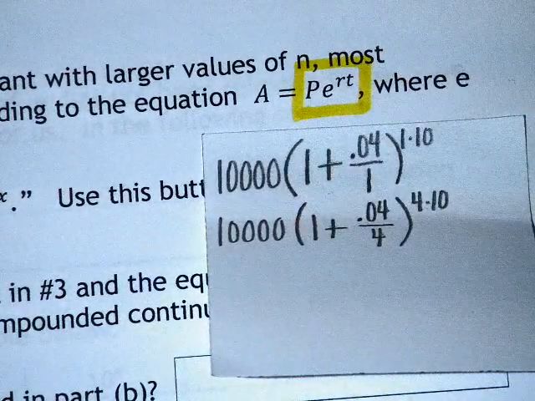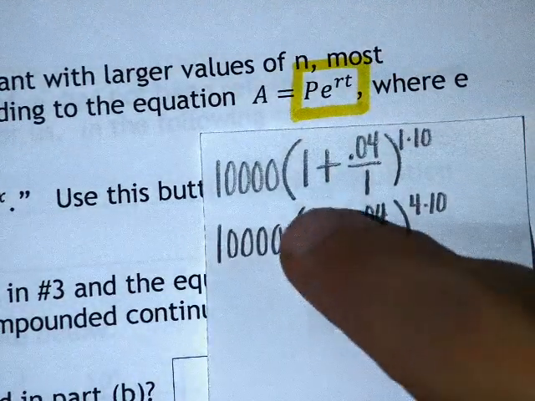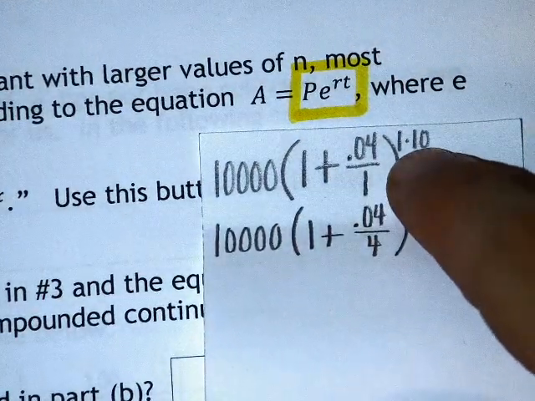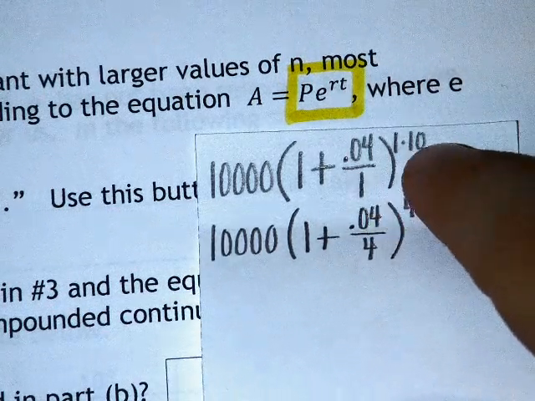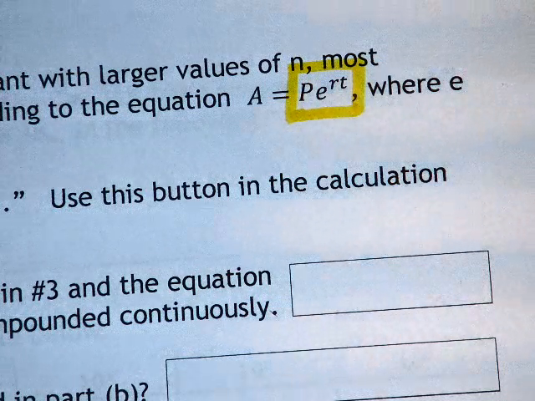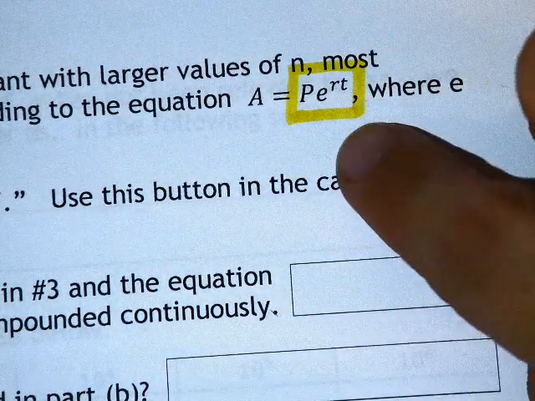Notice P is still principal, but it doesn't have the parentheses. It also has a slightly different exponent. Remember how the exponent in our table was n times t? Now it's r times t. You might be looking at that going, whoa, whoa, whoa, what the heck?